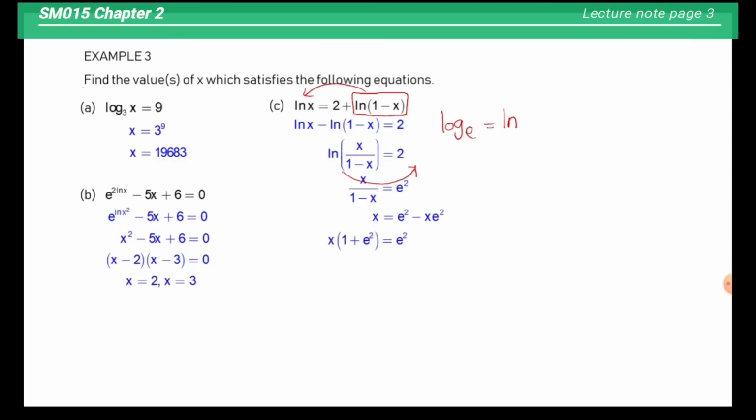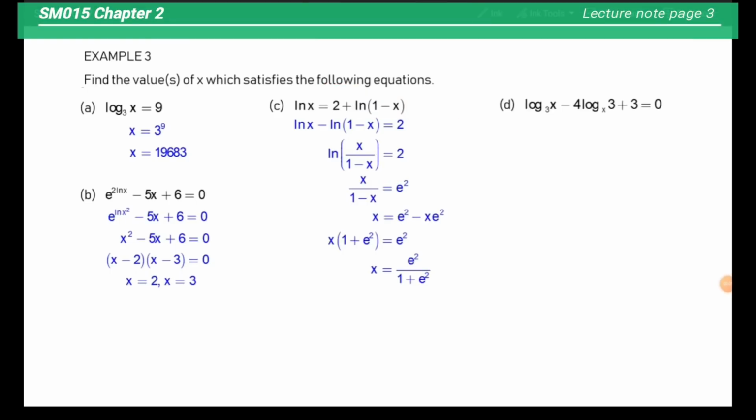We want to solve for x, so we can factorize the x out so that we have x times (1 plus e squared) equal to e squared. So x equal to e squared over 1 plus e squared. So that is the answer for question C.